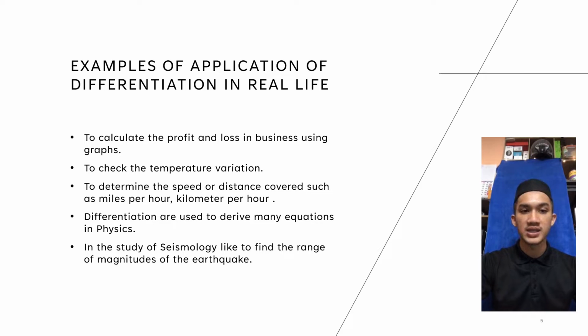Examples of application of differentiation in real life: to calculate the profit and loss in business using graphs, to check the temperature variation, to determine the speed or distance covered such as miles per hour, kilometers per hour. Differentiation is used to derive many equations in physics. In the study of seismology, it is used to find the range of magnitude of an earthquake.